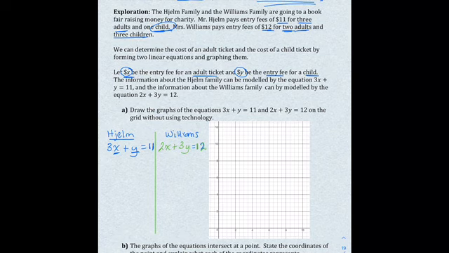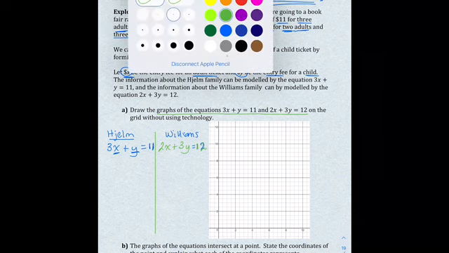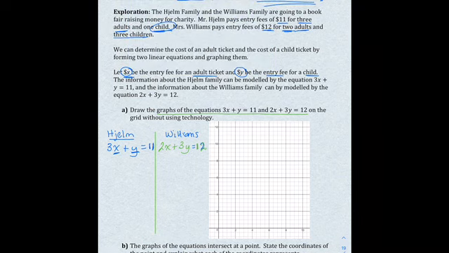Now, how to solve this graphically? What we're going to do is draw the graphs of the equations 3x plus y equals 11 and 2x plus 3y equals 12 on the grid without using technology. Okay, we're not going to use our calculators really at home at all. We'll have to pick that up next year, which is fine.